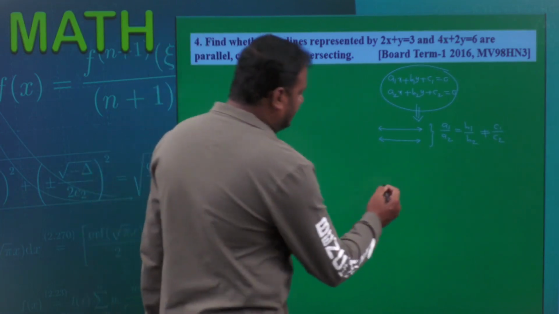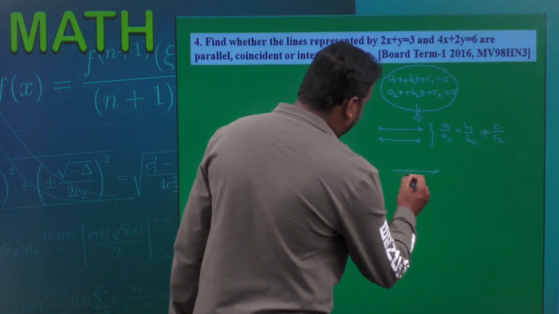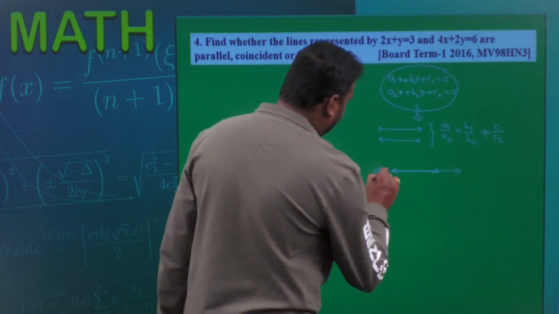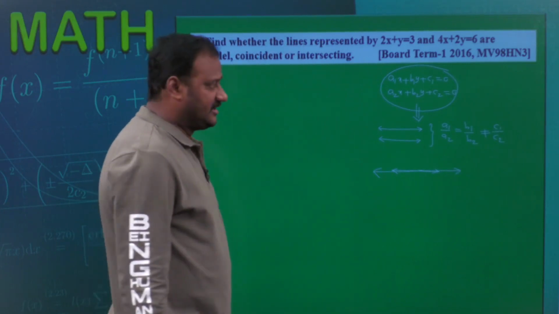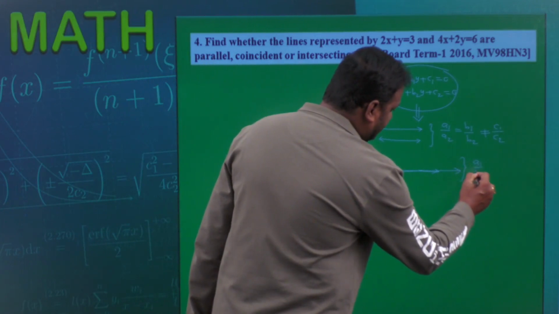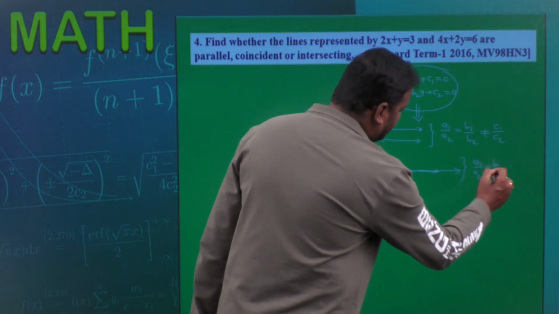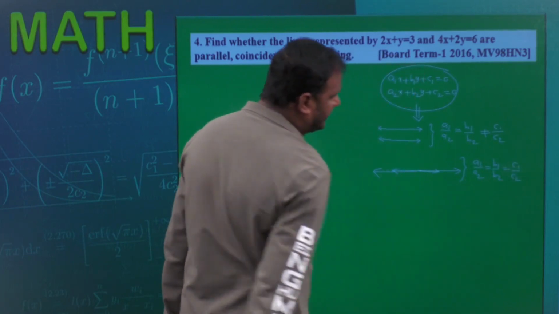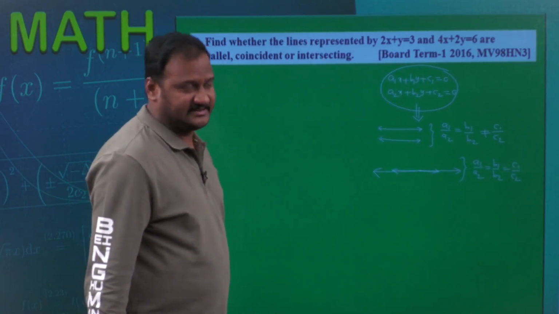They are coincident lines. So here this is one of the lines. A coincident line is nothing but one line lying on the other. So these two are two lines. In which condition are they said to be coincident lines? A1 by A2 is equal to B1 by B2, which is also equal to C1 by C2. Then they are said to be coincident lines.